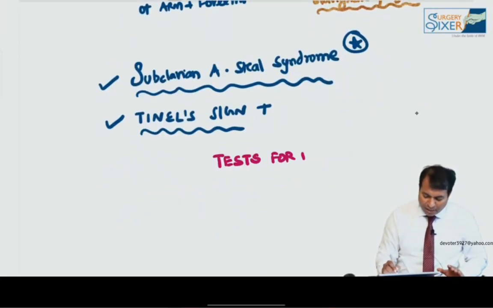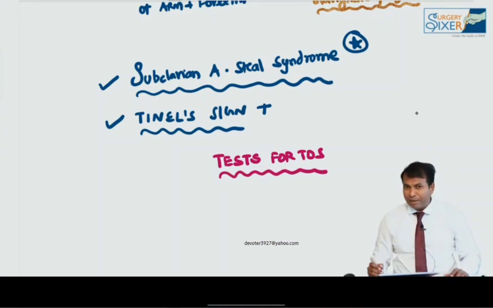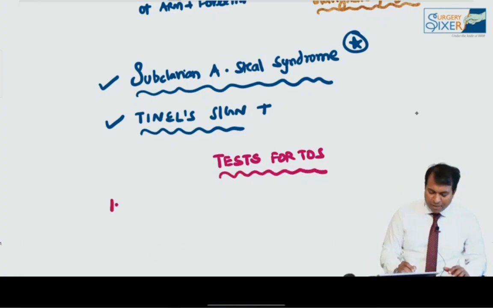Tests for thoracic outlet syndrome. Not all patients will come to you with the classical symptoms. Sometimes we have to bring out the symptoms by doing some tests. The first important test is Adson's test. So please focus on what I'm doing in Adson's test.